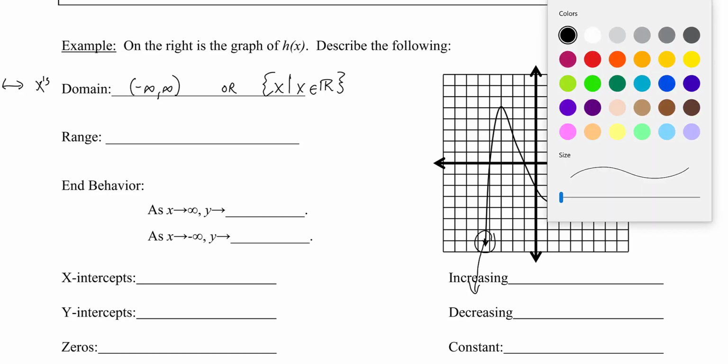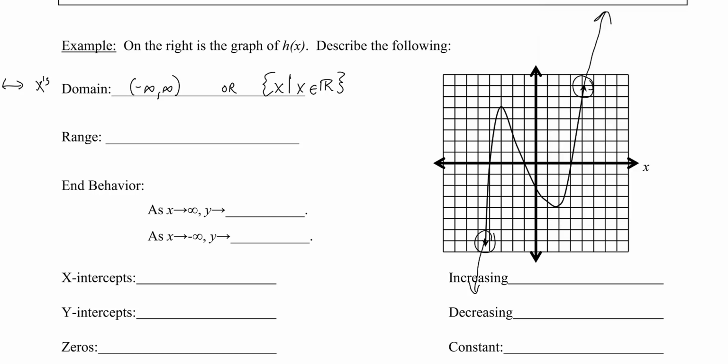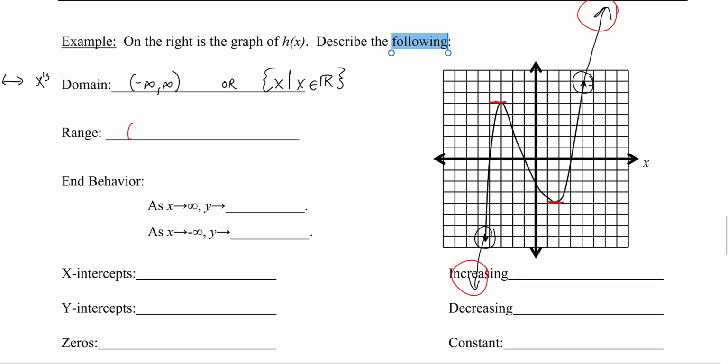The range is how far north and south this graph goes. So even though we have a relative maximum here and a relative minimum here, this arrow overtakes this hump right here. So it does go up forever, and this arrow down here is going down infinitely. So the range is also negative to positive infinity. And again, set builder notation: all the y such that y is all real numbers.